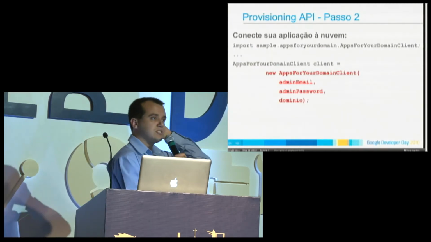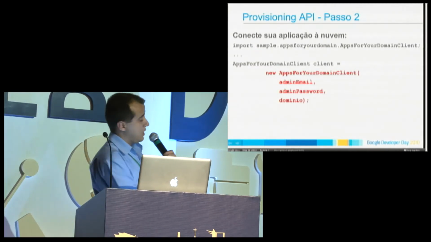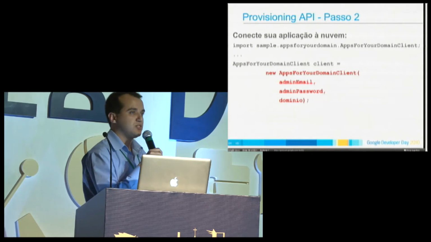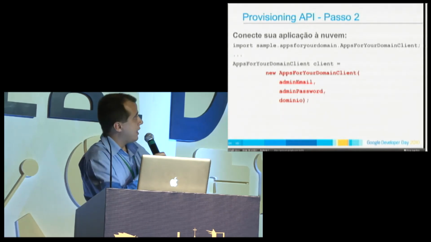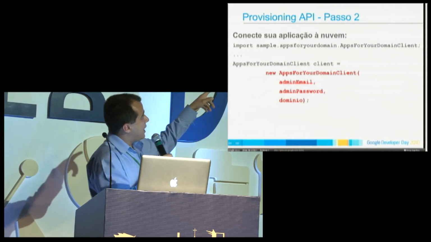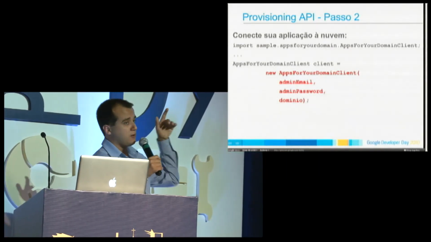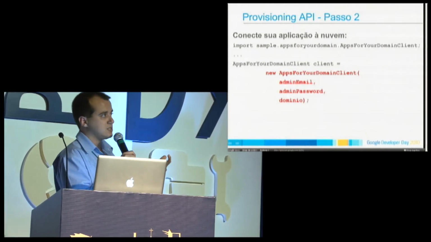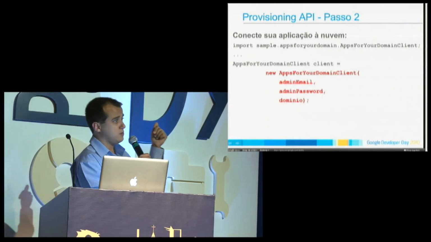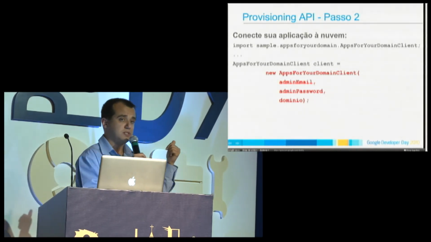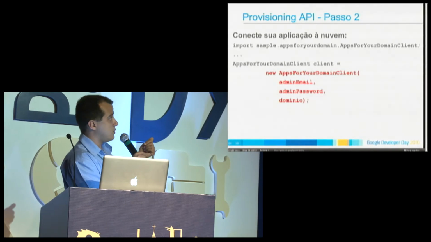Aqui eu vou colocar alguns exemplos de códigos para vocês, se vocês forem desenvolver algo parecido. Por exemplo, a primeira coisa, você vai criar um client, que é como uma conexão com a nuvem, você vai informar qual o e-mail de um usuário com o perfil administrativo, a senha desse usuário e qual o domínio.